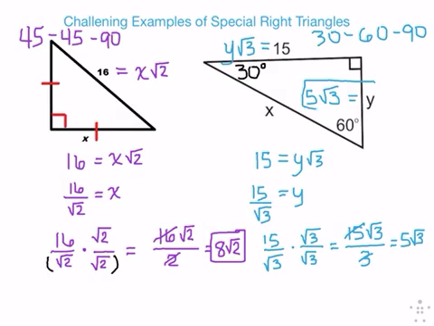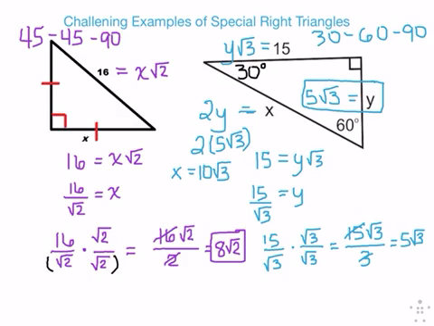Okay, now to solve for the hypotenuse. The hypotenuse is going to be equal to the side of the 30-degree angle times 2. So x is equal to 2 times y. And we just solved for y, so I'm going to replace this variable with 5 root 3. 2 times 5 is 10. So the length of the hypotenuse in this picture would be 10 times the square root of 3. I hope these questions and examples were helpful to you.